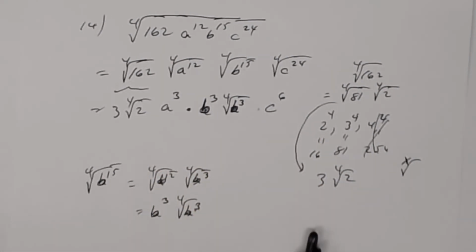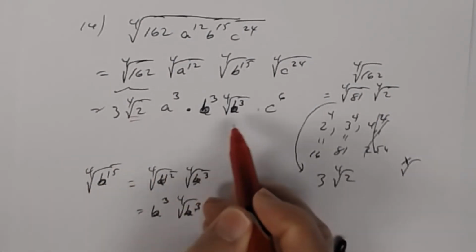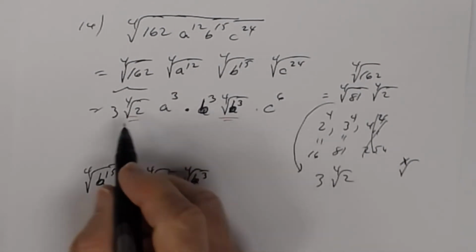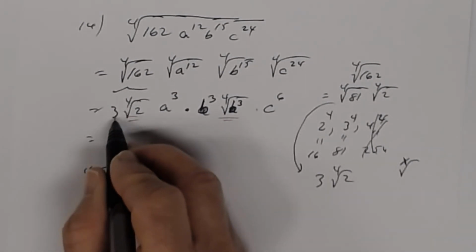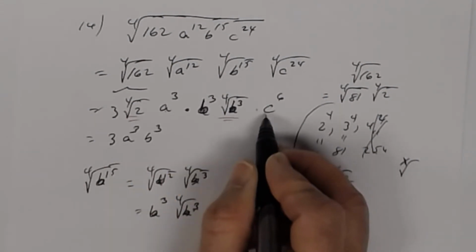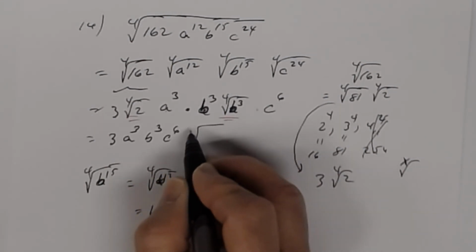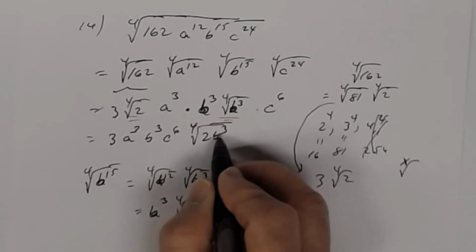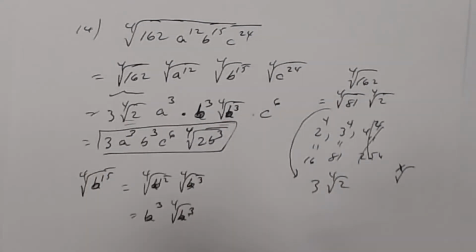Okay, now we all know how to rewrite this. Fourth root of 2, fourth root of b cubed. So this becomes, and always put the radical at the end, you get 3a cubed b cubed c to the 6 times the fourth root of 2b cubed. And there's your answer. Okay?